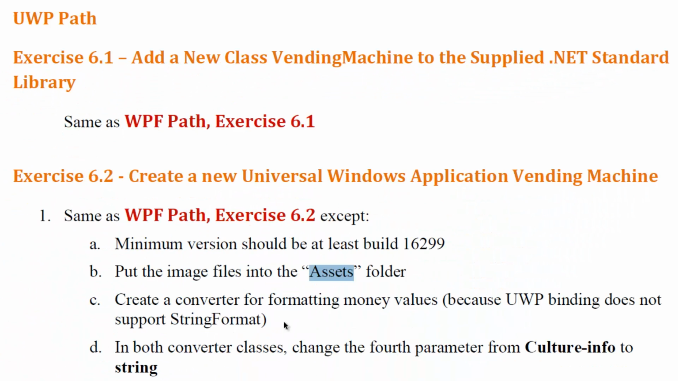You'll note that for whatever reason, UWP does not support the string format property of the binding property, so you will need to create an additional converter. And for those converters, the fourth parameter in WPF is culture info. You'll just want to change that to string, but the code itself works the same way.